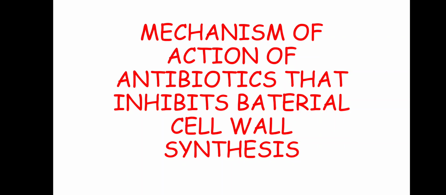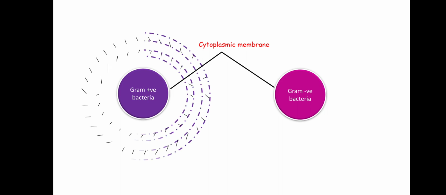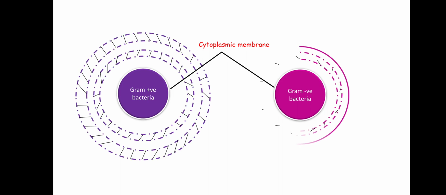So in this video we'll be discussing the mechanism of action of those antibiotics that mainly act by inhibiting the bacterial cell wall synthesis. Now we have gram positive and gram negative bacteria, and most bacteria fall in these two categories. The outer layer of the bacteria is named the cytoplasmic membrane, and there is one more covering beyond this cytoplasmic membrane, which is named the cell wall.